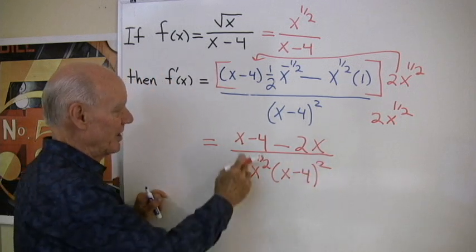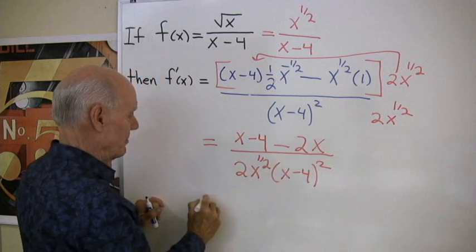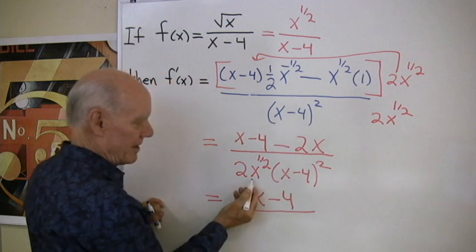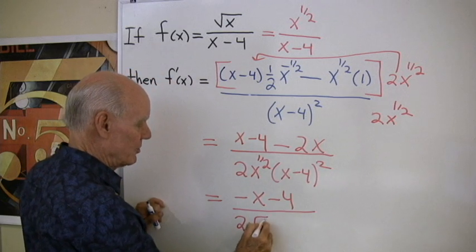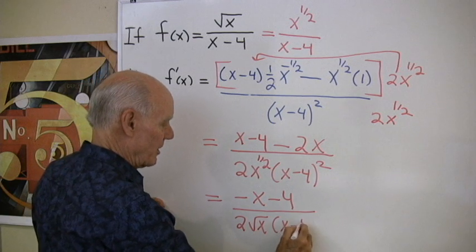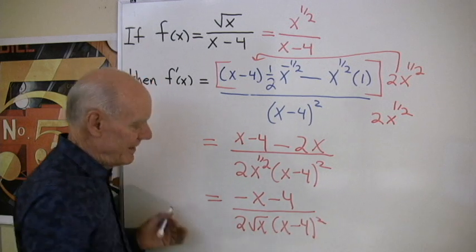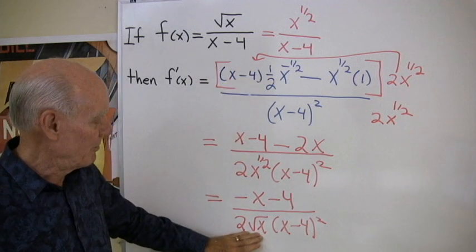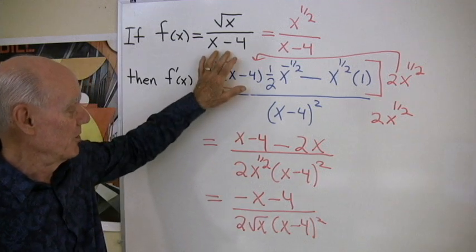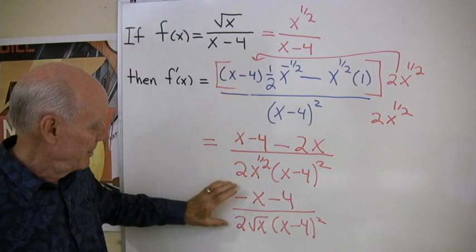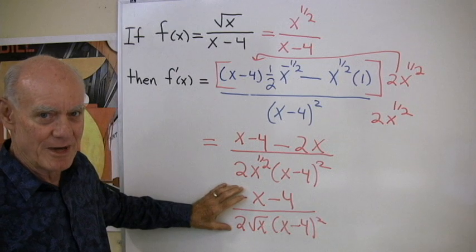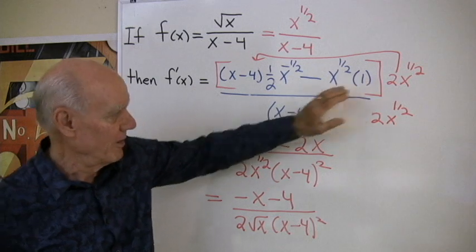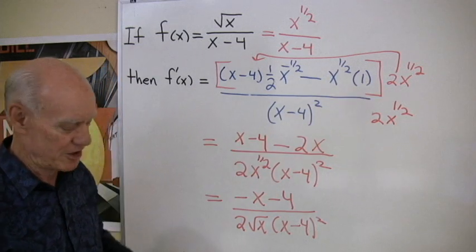So pretty simple really. X minus 2x is going to be negative x minus 4 over, I can write this with a square root now if I want, 2 square root x times x minus 4 squared. At least it's simpler than this, right? And I'm back to representing this with a square root, which is what my original problem had. Now, this right here may not match the answer that you have in the back of the book, but if you take that answer and manipulate it like we did right here, you'll end up with this expression.